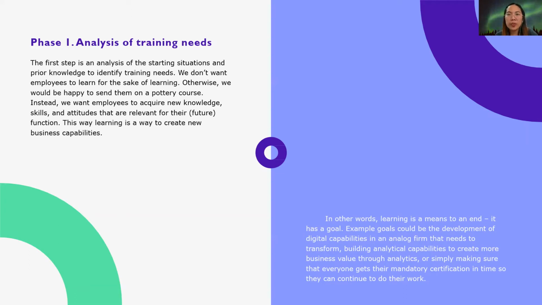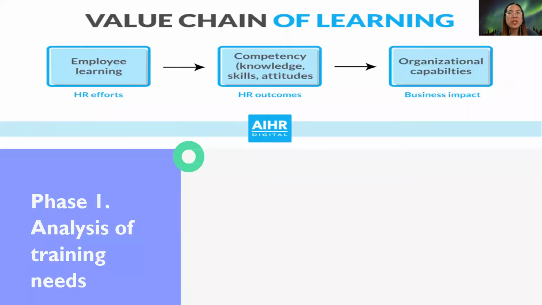So examples of goals could be the development of digital capabilities in an analog firm that needs to transform, building analytical capabilities to create more business value through analytics, or simply making sure that everyone gets their mandatory certification in time so they can continue to do their work. So under phase 1, we have what we call the value chain of learning. Identifying the learning goals requires you to analyze where the organization wants to go and what skills are missing to go there. So this happens in 3 parts.